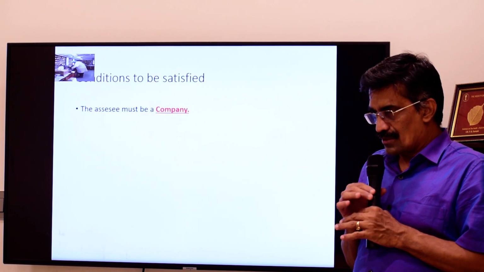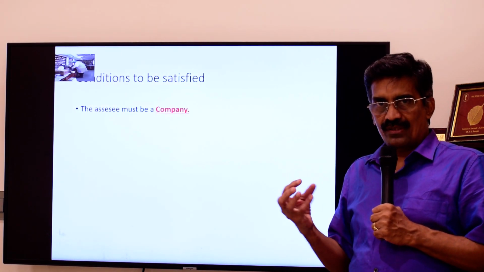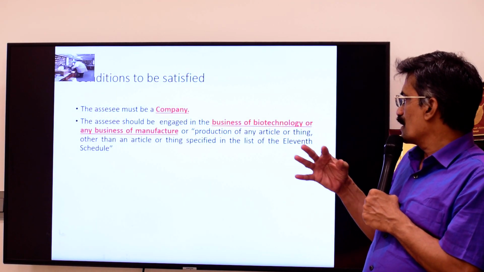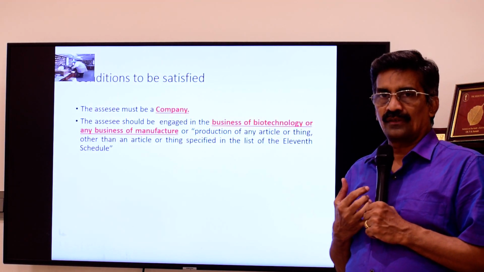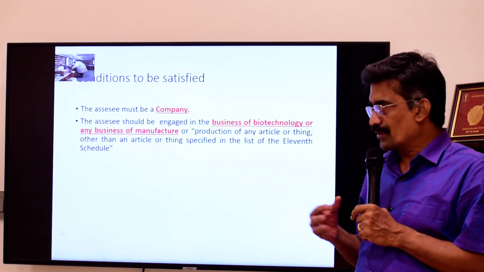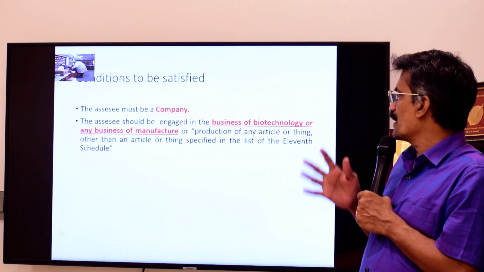So what are the conditions? Because there should be some conditions, because here I am going to get 150%. The assessee must be a company. Under 35(1) the assessee can be any person, an individual, a partnership, but to claim 2AB, the assessee must be a company.